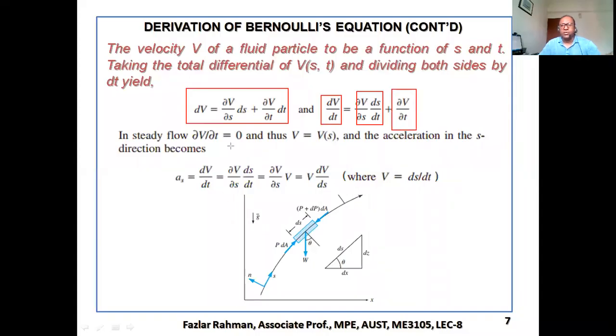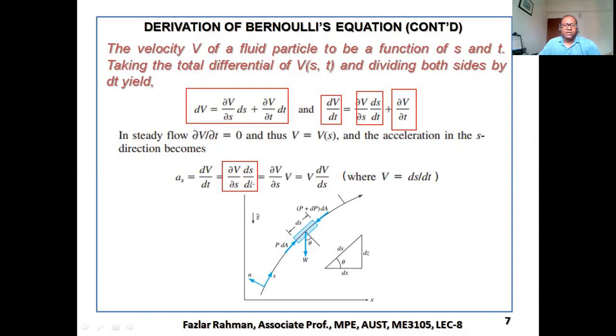So in steady flow, this partial derivative with respect to t, dv by dt, will be 0, because this is local velocity. So this is equal to 0. So v is a function of s now. Okay. So what is dv by dt? Actually, it is acceleration. So acceleration equals dv by dt, equal to this value we are getting from here.